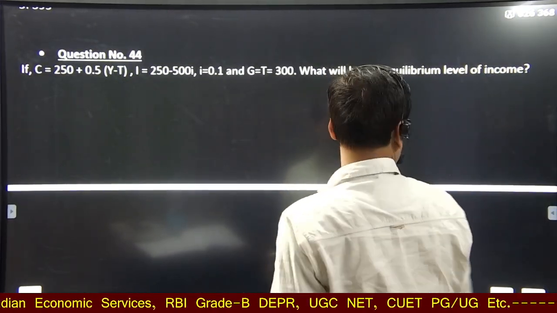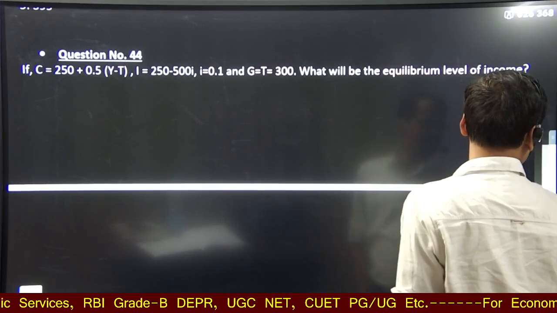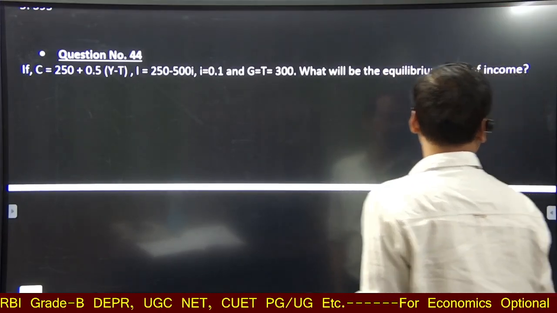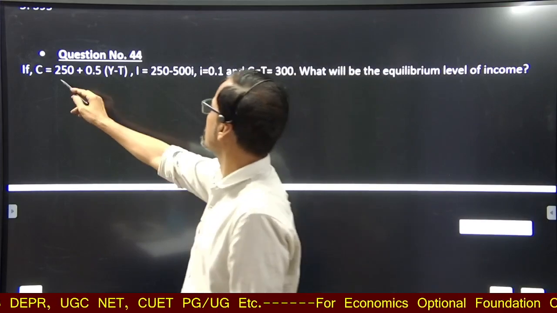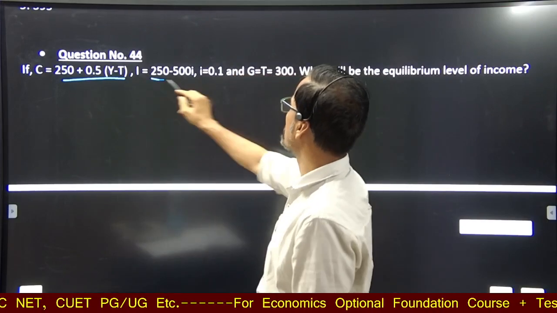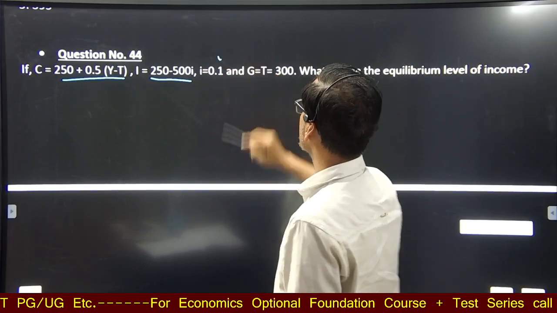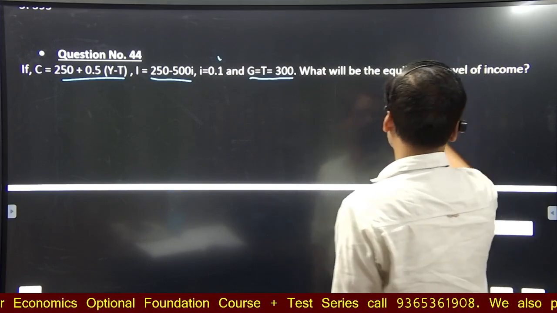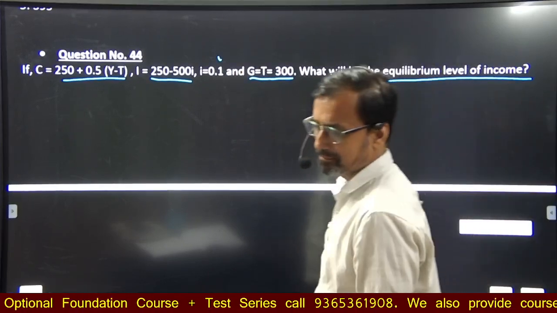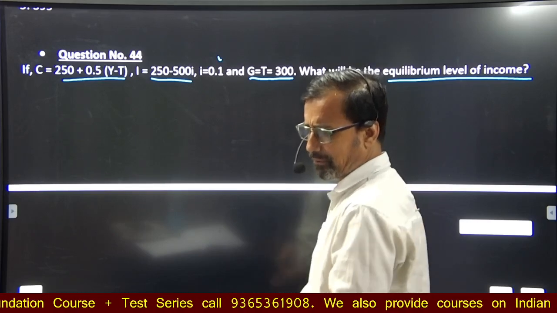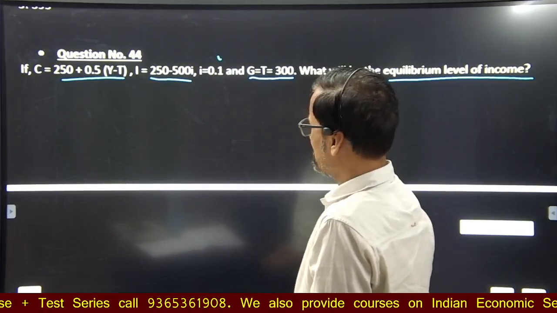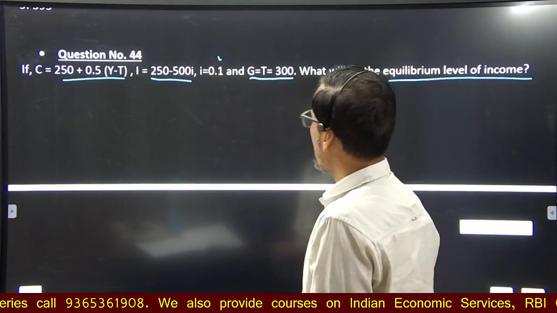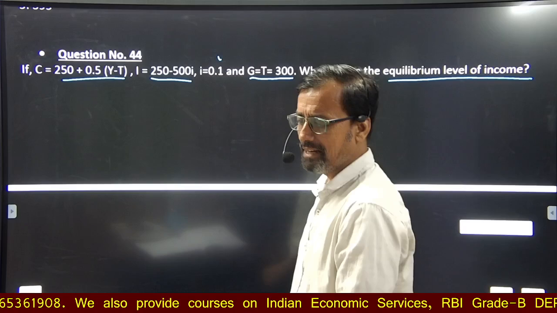The consumption function is given. The investment function is given. The rate of interest is also given. Government expenditure and tax are also given. We need to find the level of income. So first of all, from here we can find the IS equation.